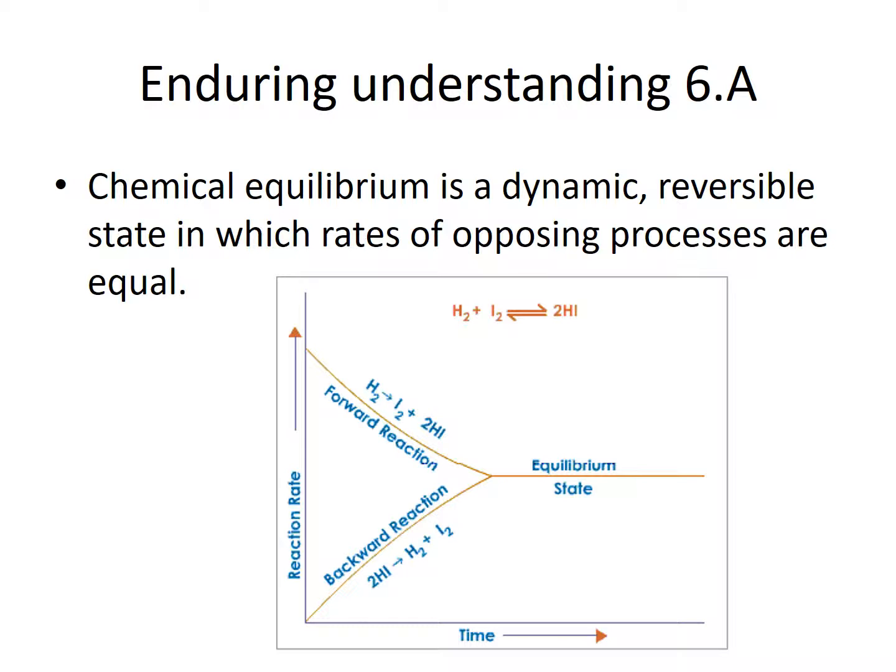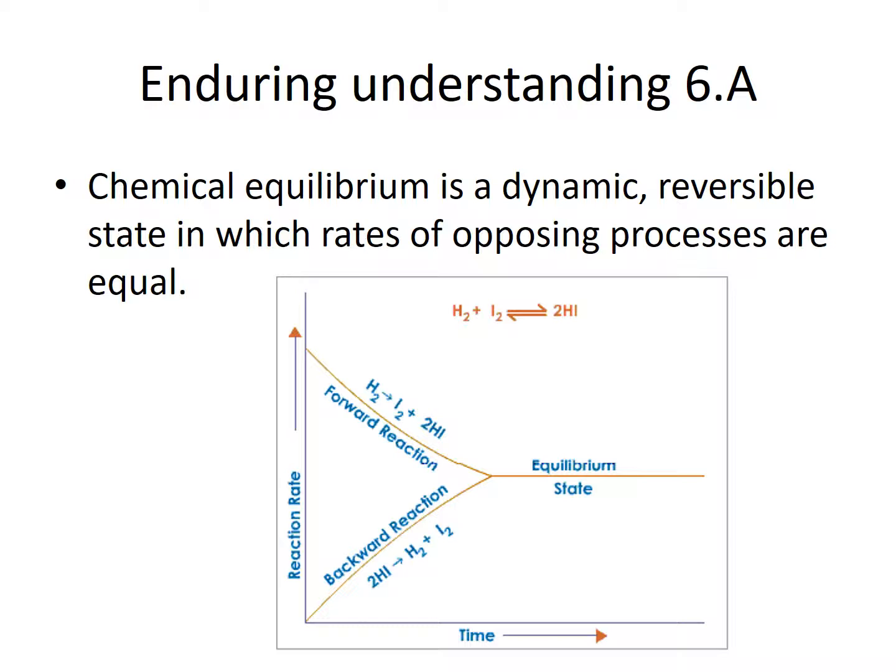This is a reversible process because H2 and I2 can collide and make 2HI, and 2HI can collide and make H2 and I2. If I have an empty container and I pump in some H2 and I pump in some I2, the H2 and I2 will begin reacting. So on this graph, we see the reaction rate of H2 plus I2 making 2HI. It's labeled the forward reaction.